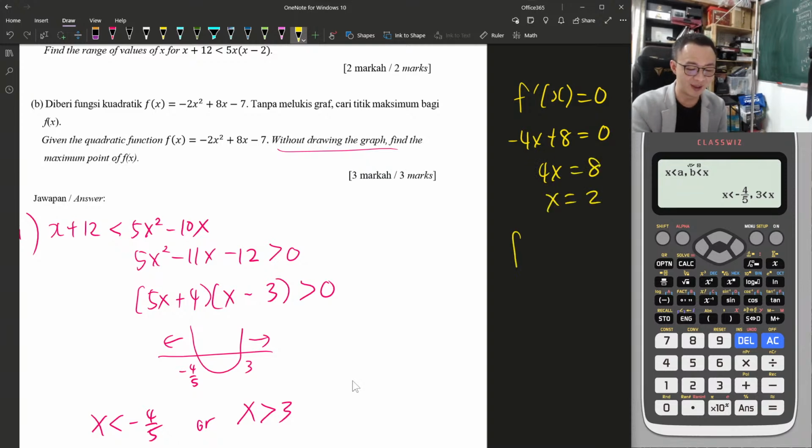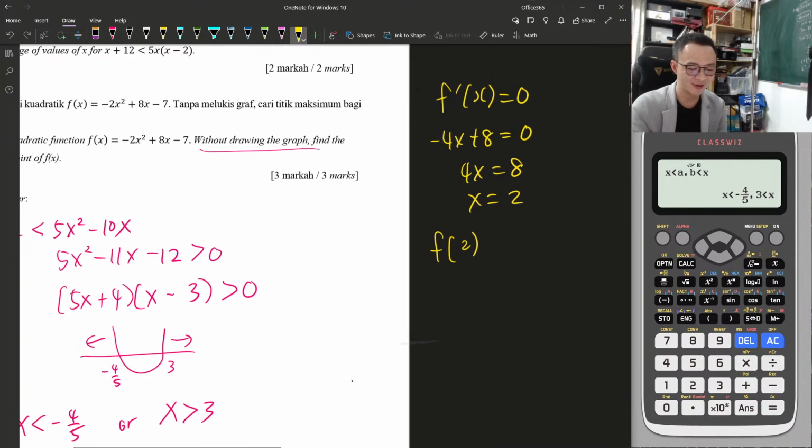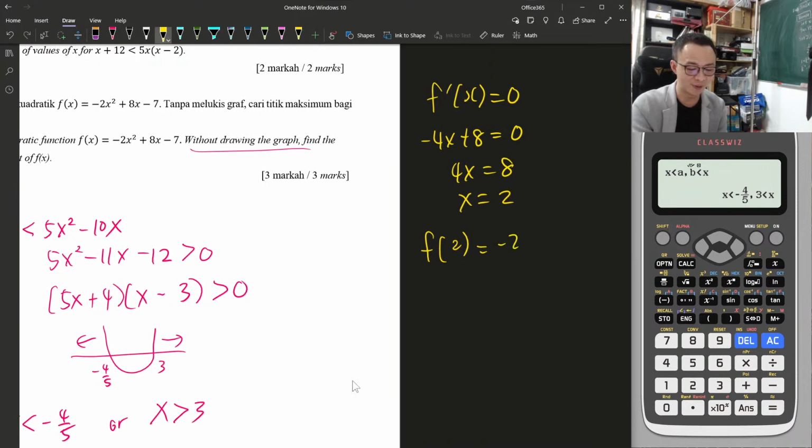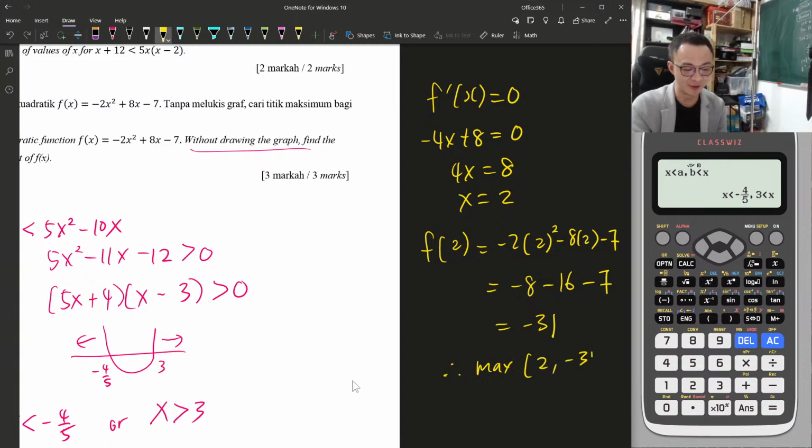Then they ask about the maximum point, right? Yeah. Then I sub the 2 into my f(x). So I will get negative 2 squared minus 8, 2 minus 7. Alright, this is negative 2 times 4 is negative 8, minus 16, minus 7. Alright, negative 24, negative 31. So therefore, my maximum point is (2, negative 31).